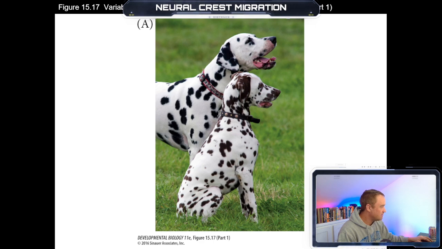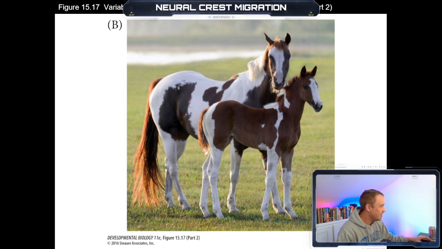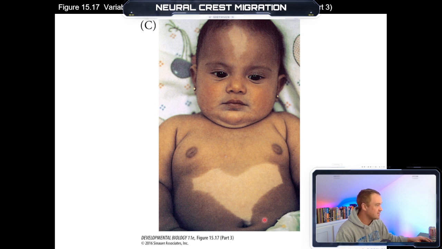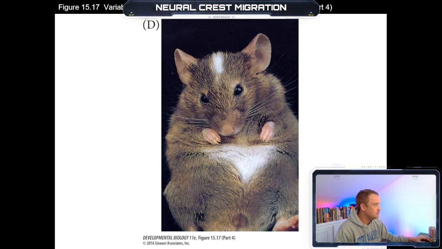We also have something like these painted horses, which are thought to be heterozygous for endothelin receptor B, which causes this. You can also get piebaldness in babies, where there is an unequal distribution of pigment, where pigment fails to form in regions of the body, and this is a result of a mutation in a gene called KIT, K-I-T. This KIT protein is essential for the proliferation and migration of these neural crest cells. And then you have an example of mice that can also have this KIT mutation.